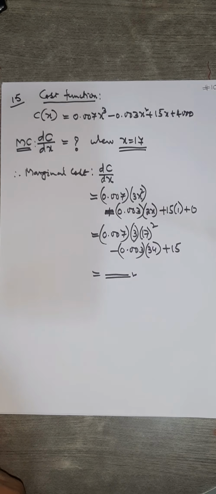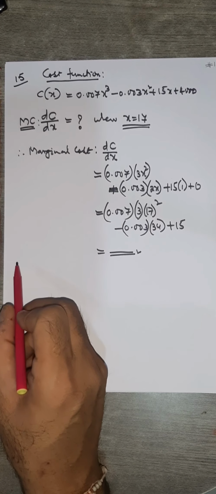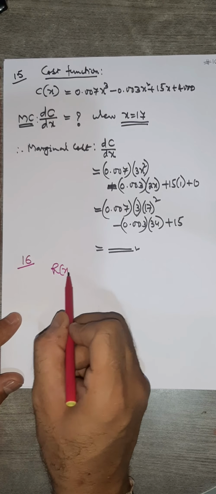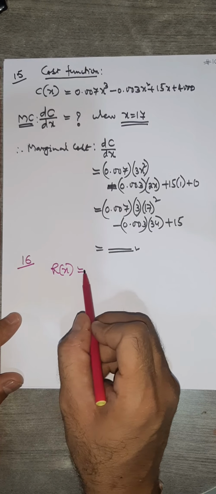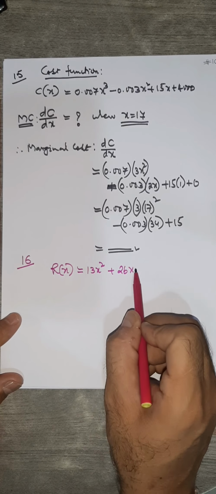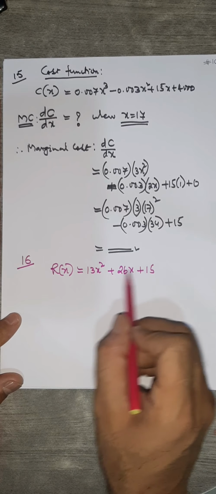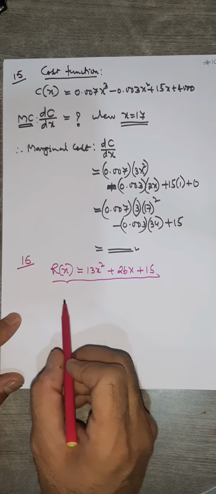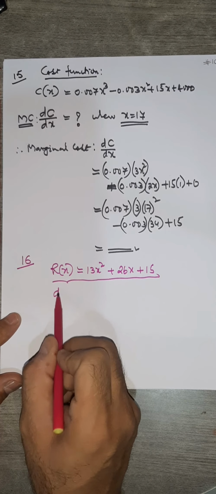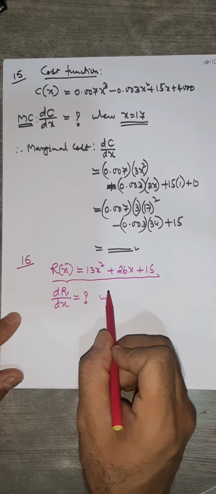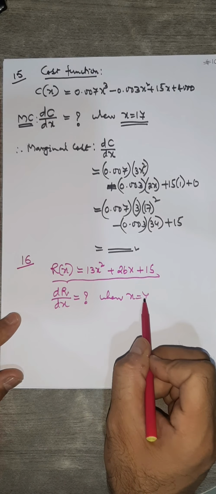Now as far as the next question is concerned, in 16th number, total revenue is given. Revenue, cost, profit, loss, all these are terminology from economics or from commerce. So here revenue is given. Revenue is the amount of money generated by selling a certain number of commodities. This depends upon the number of units produced and sold by the company. That is x. x is the number of units. What is asked? Marginal revenue. That is the change in the revenue with respect to the number of units, when x equals to 7.